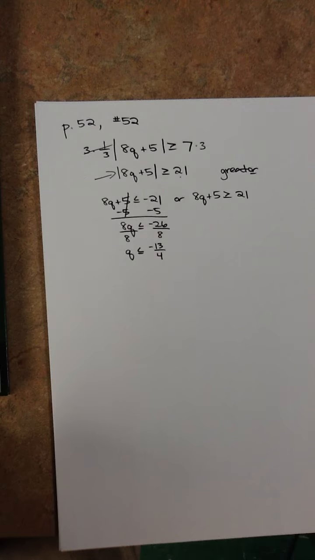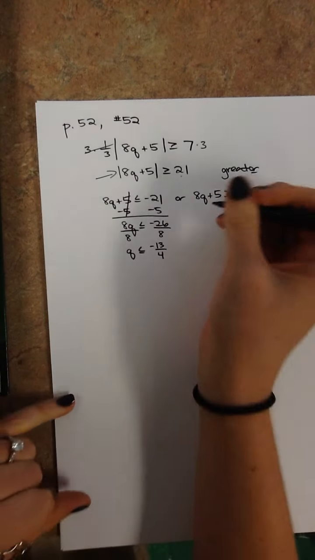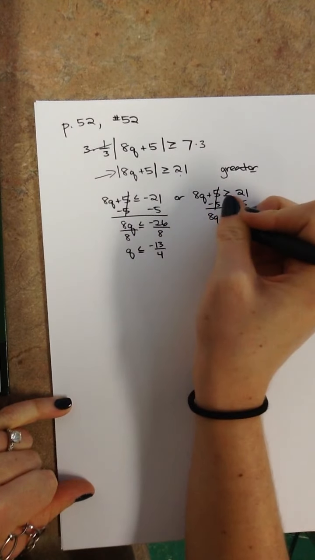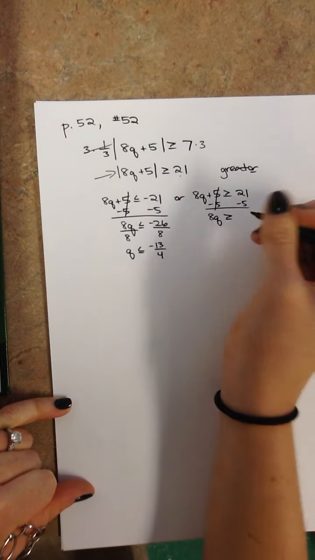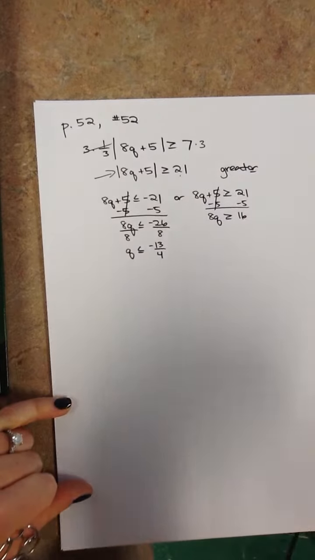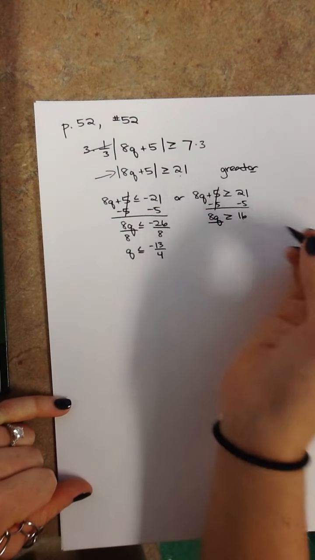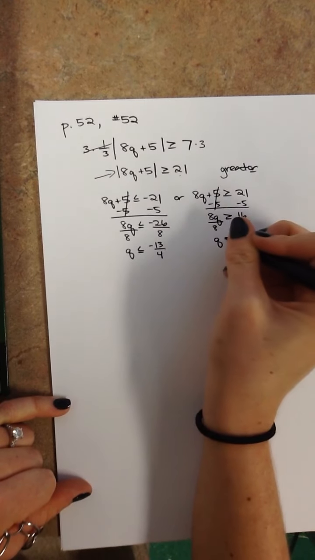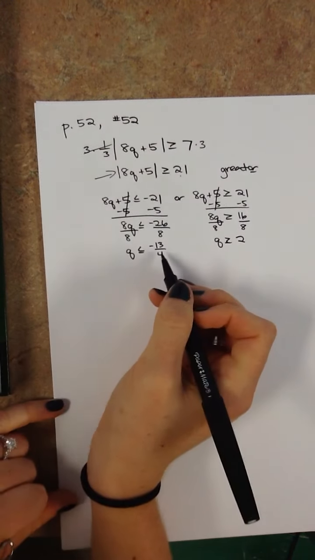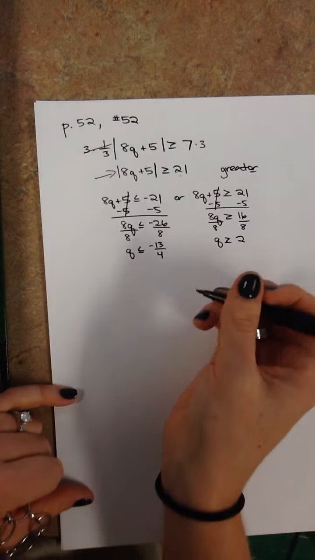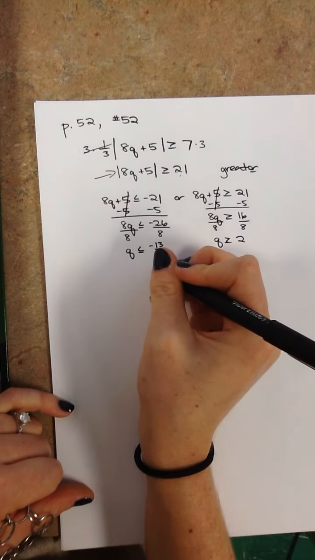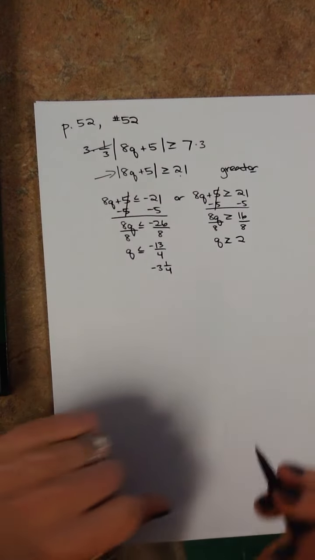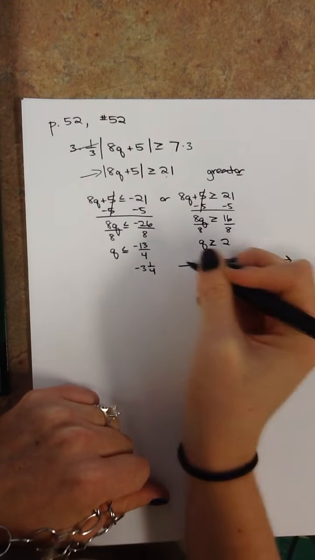And then what we're looking at here is we need to subtract 5 from this one. So we get 8q is greater than or equal to, this is going to be a 16. This one comes out nicer at least. So this one just ends up being a 2. Now back over here, if you are more of a mixed fraction person, we could write negative 3 1/4, negative 3.25, whatever. So let's go to graph these.